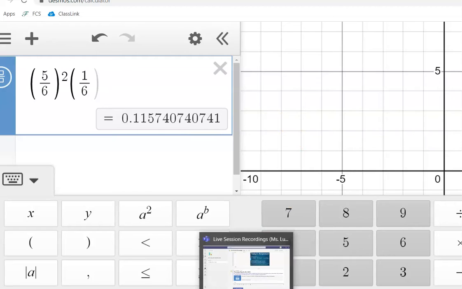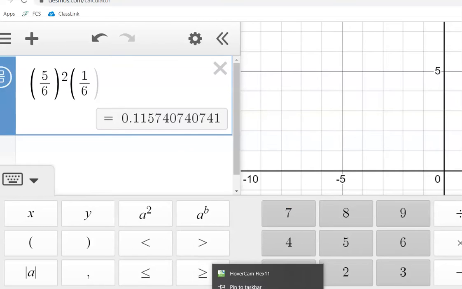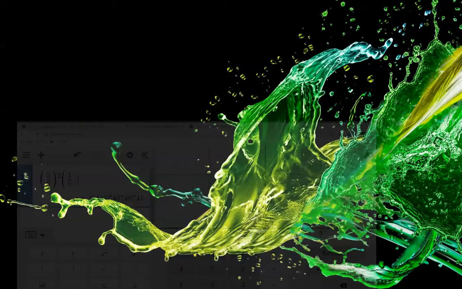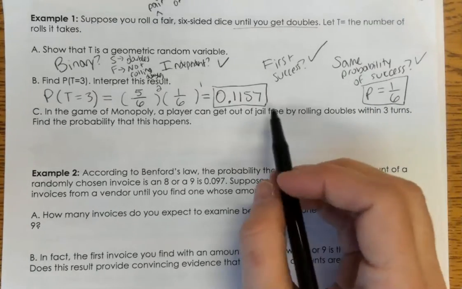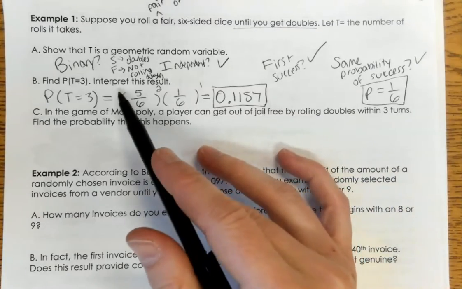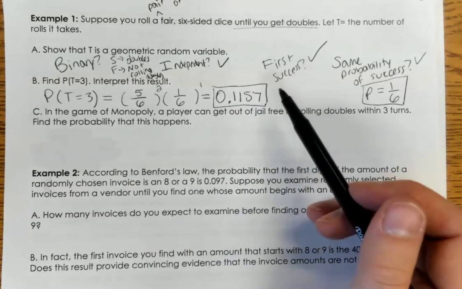Alright, so that means that my probability, let me switch back to, why won't this minimize? All right, there we go. This means that my probability of rolling doubles on the third try is 11.57%.